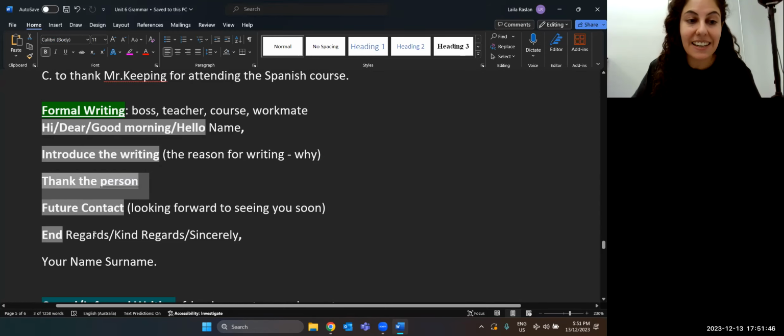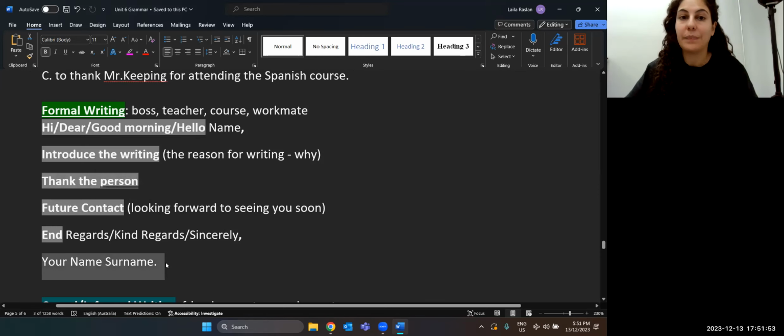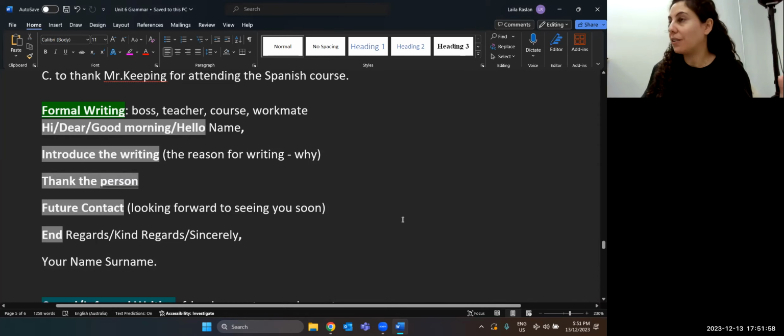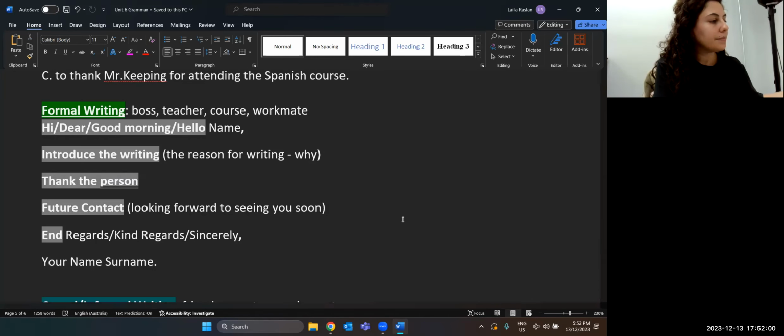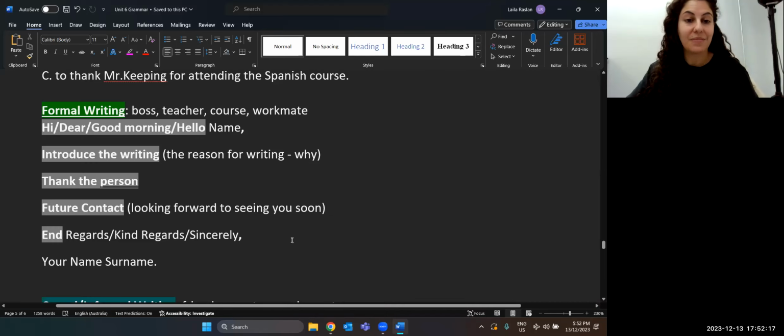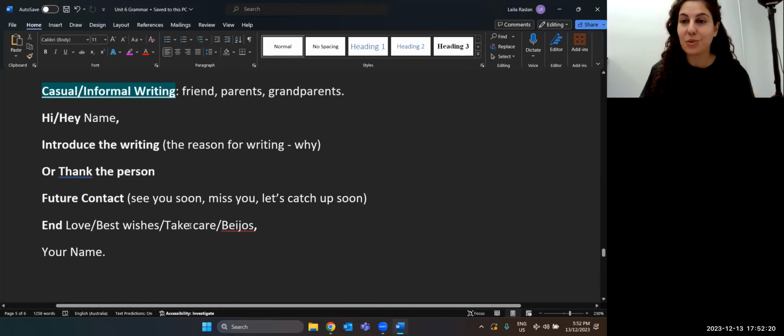And then you need to have an ending. You can say regards, kind regards, sincerely. And then you need to have your full name. Okay, that's the structure for an email, which we did. If you look back at some units ago, unit 4, you have an email. We already did that. Okay, so that's how we write a formal email, but we don't want to do that today. We want to write a casual letter.